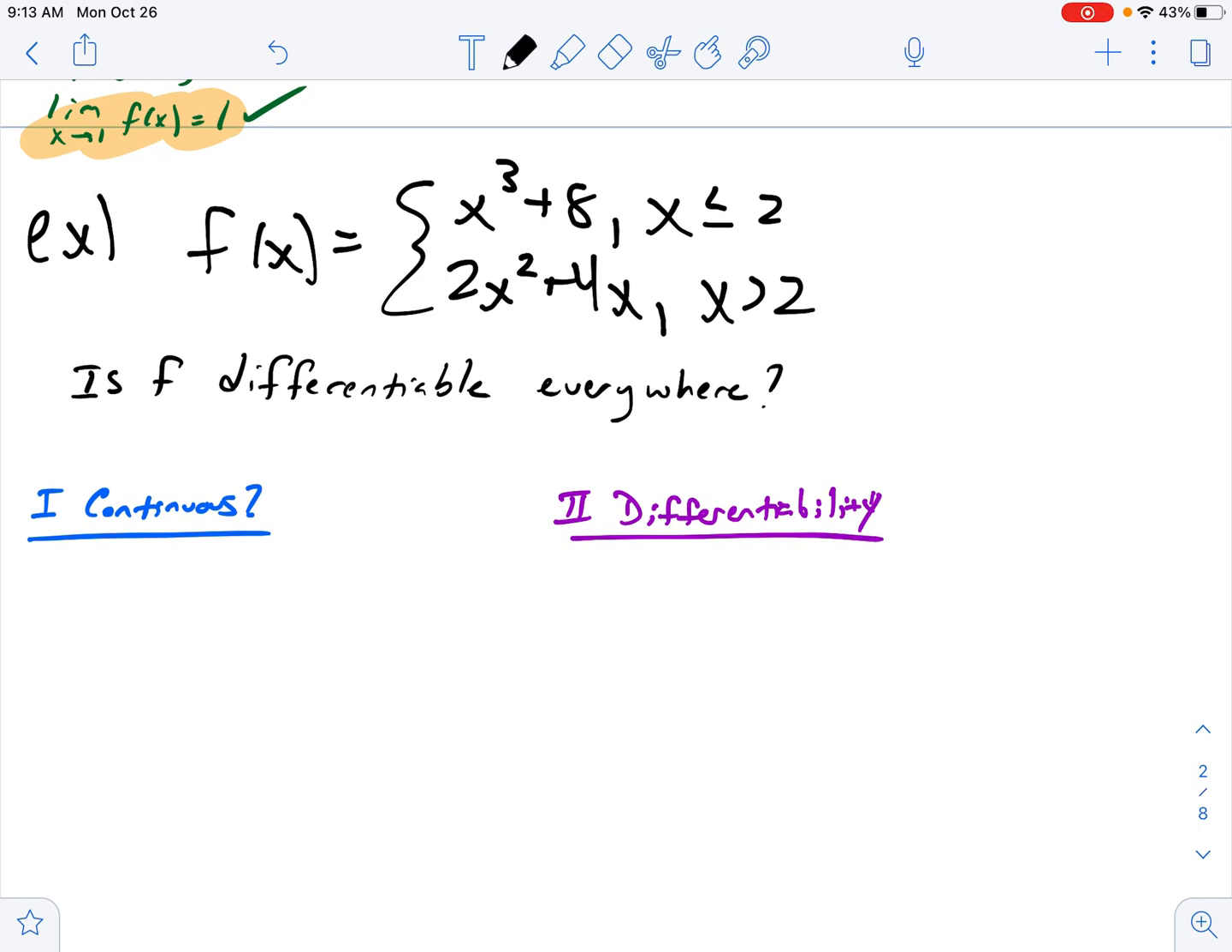Here's another piecewise. F is a cubic function, x cubed plus 8 for x values less than or equal to 2, and is 2x squared plus 4x for x values greater than 2. And notice what the question asks, is f differentiable everywhere? We're not going to test an infinite number of points here. There's really only one x value in question, and having said that, you can probably imagine where it's going to be. It's going to be right at 2.